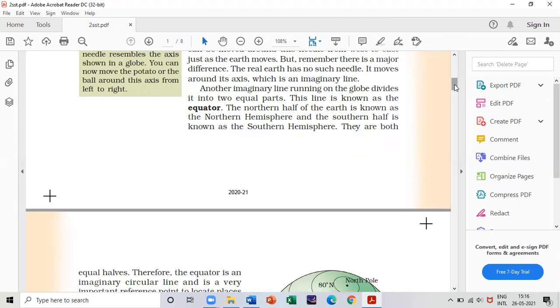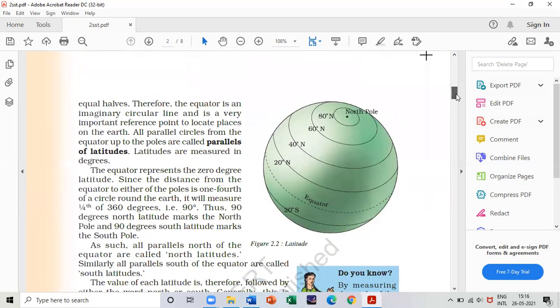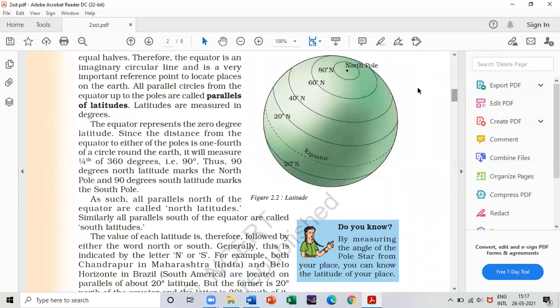And if it comes for 2 marks, then you have to write about the northern and southern hemisphere also along with this. And then please remember, the equator is an imaginary line, so it can come in the MCQs, that what is an imaginary line. And it's a very important reference point to locate places on the earth.